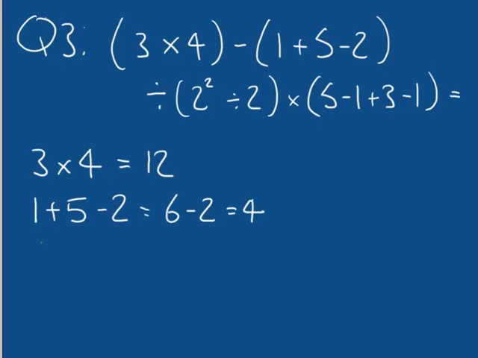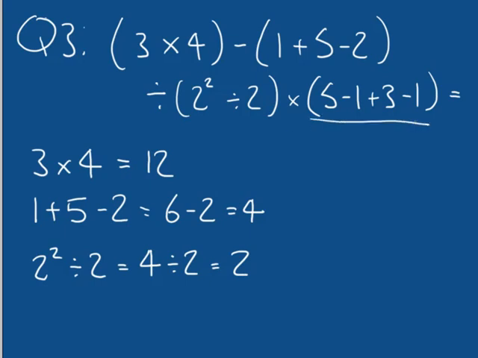Our next parenthesis is 2 squared divided by 2. Remembering PEMDAS, parentheses, exponents, multiplication and division, finally addition and subtraction. That exponent, that squared, takes precedence. So we evaluate 2 squared first and then divide by 2. So 2 squared is 4, divided by 2 is 2.